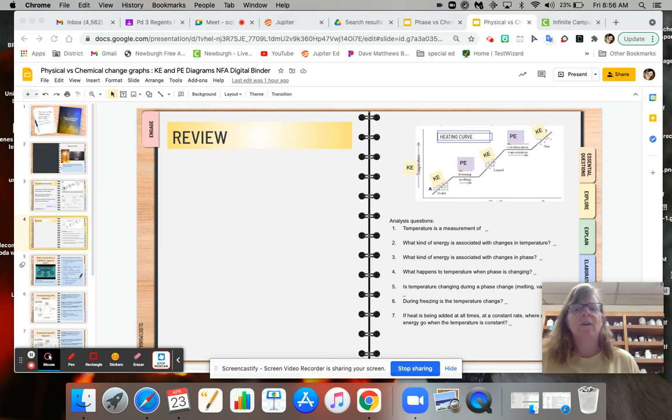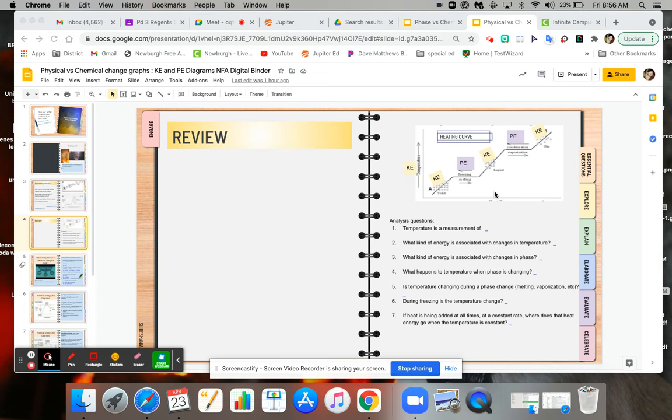So we're going to do a little review of the heating and cooling curves. We haven't looked at this in a little while. We need it to be able to compare the phase changes that we've studied previously to these new chemical changes that we're going to start studying this week. So let's start with review.